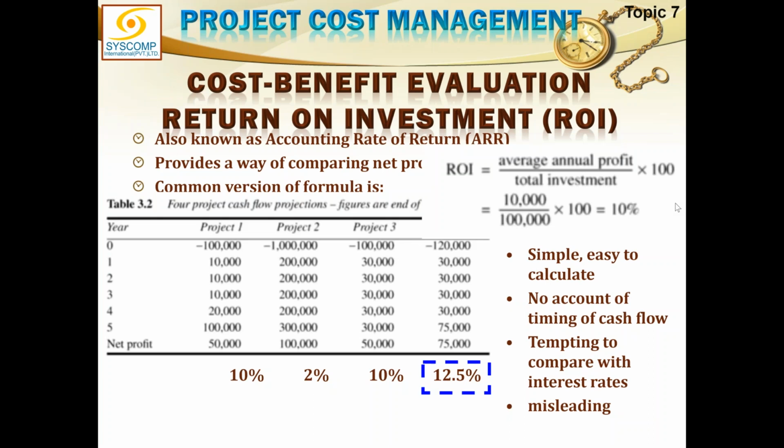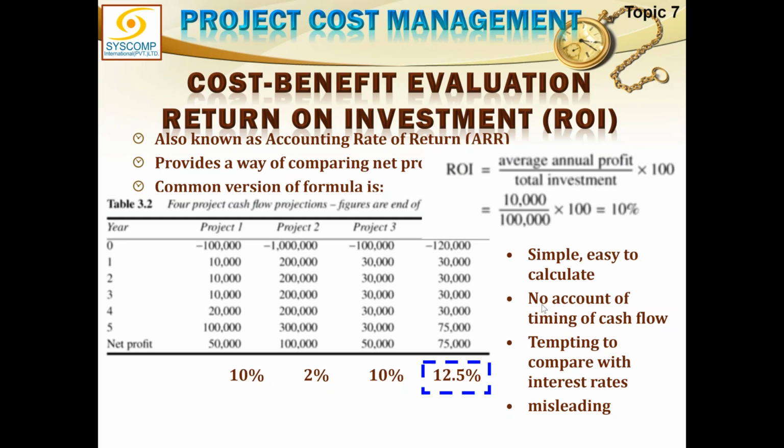Again, the ROI is same. Net profit is same. Investment is same. So this method of ROI has some flaw. It cannot differentiate between project 1 and project 3. Although the payback period did tell us that project 3 from the payback point of view was a better option, ROI cannot differentiate between them. So you see, this is also a flawed method. Though it is better than net profit, it is still not the best method.